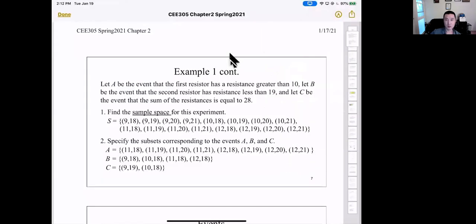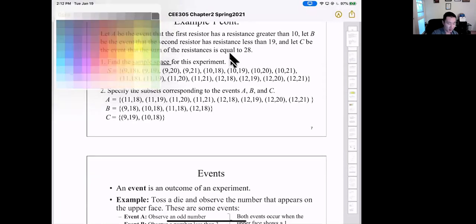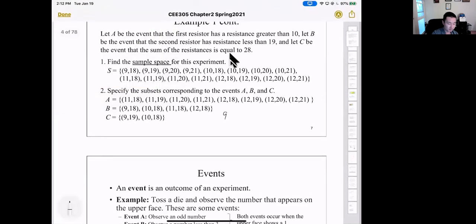All right, so I hope you can see my iPad. So we have 2 boxes, right? Box number 1 has 4 resistors: 9, 10, 11, and 12. And box number 2 has 18, 19, 20, 21.